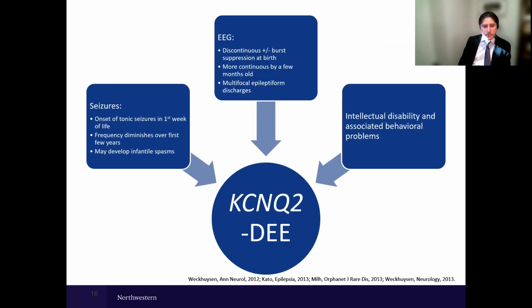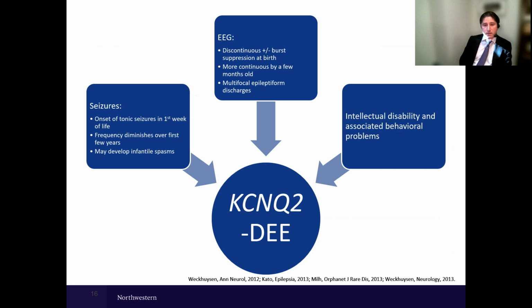So the KCNQ2 DEE, they will present usually with tonic seizures in the first week of life. They can be a little bit later, or they can have some slight variation to their seizure type. And generally, the seizures will be very frequent in the very beginning. As they get older, they will diminish, may not stop, but will definitely slow down as they get older, a couple years old. The infantile spasms may develop in the 3 to 9 month or 3 to 7 month range after the other seizures have ceased.